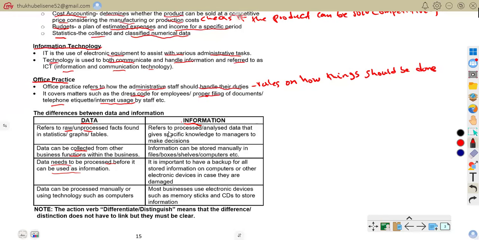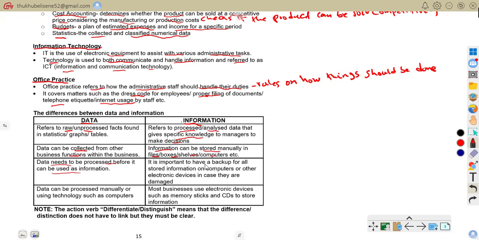Information refers to processed or analyzed data that gives specific knowledge to managers to make decisions. For example, sales increased by 10%. Information can be stored manually in files, boxes, shelves, and on computers, for example, reports saved in a file. That is when we are talking about stored manually or electronically.